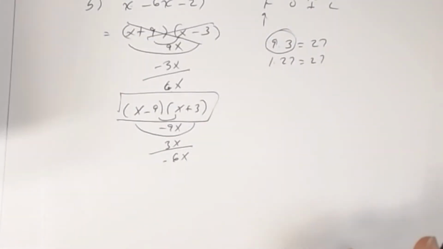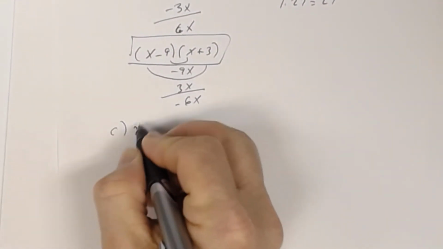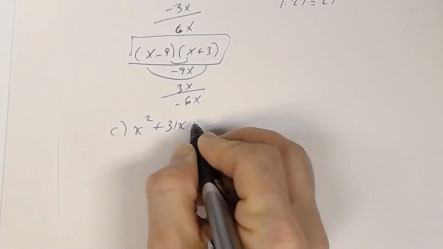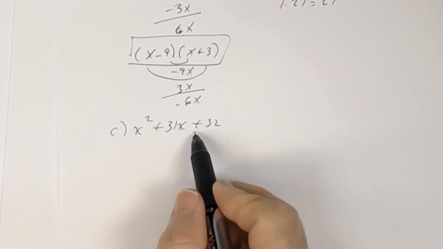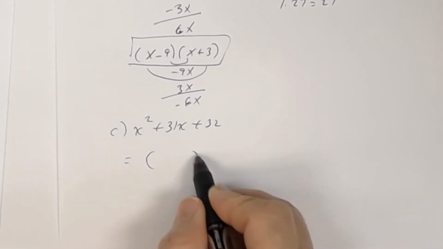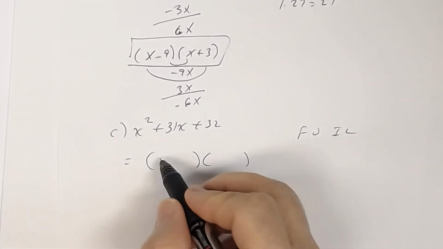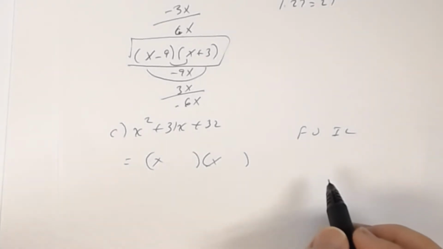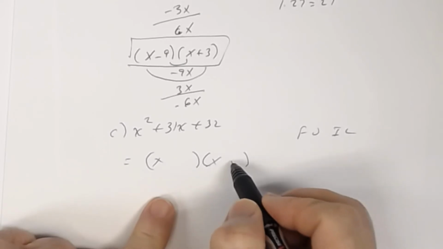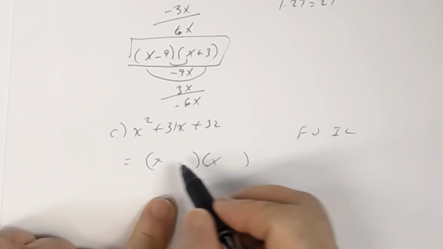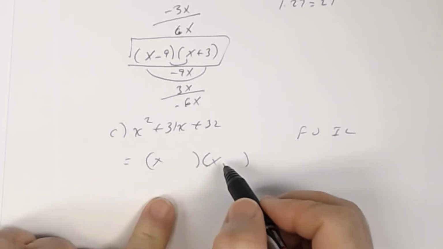Let's look at C. So in C, we have x squared plus 31x plus 32. All right, so we're going to notice that the GCF is 1, so I'm going to go directly to the two binomials using the idea of FOIL. And so I get x, and then notice the last sign's positive, right? So that means these signs in here are the same. They're either both positives, because a positive times a positive is a positive, or they're both negative. A negative times a negative is a positive.